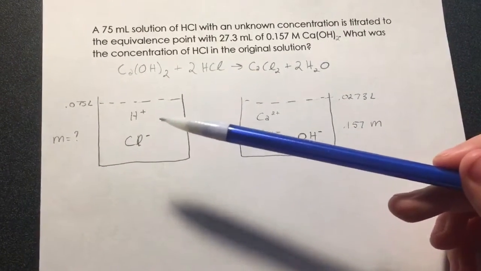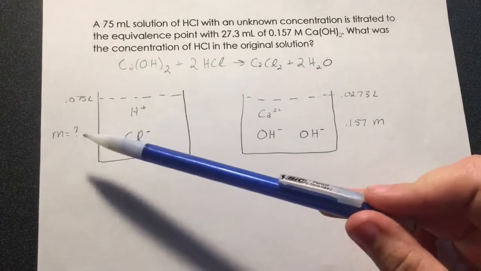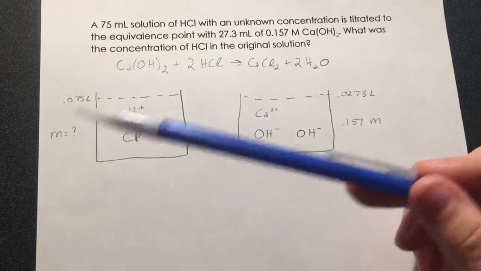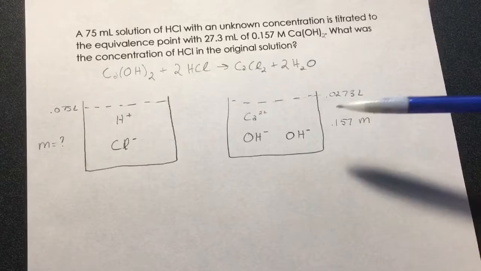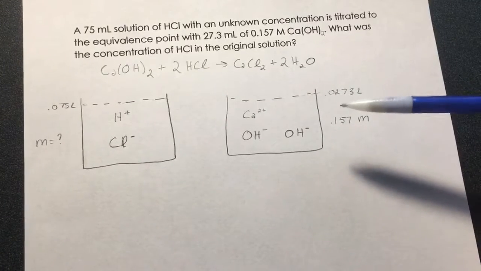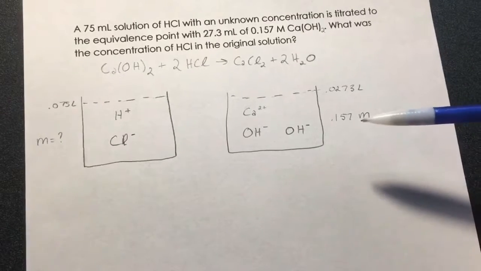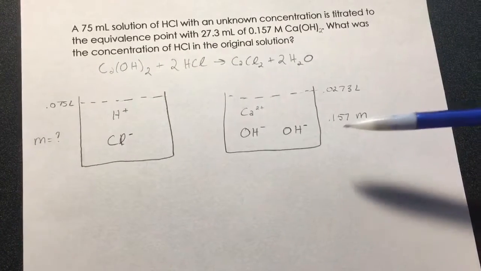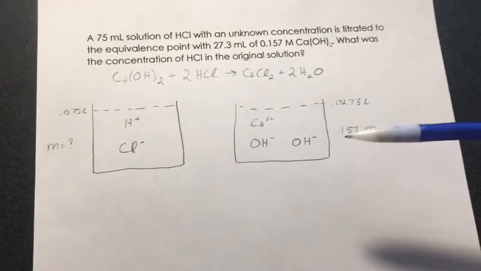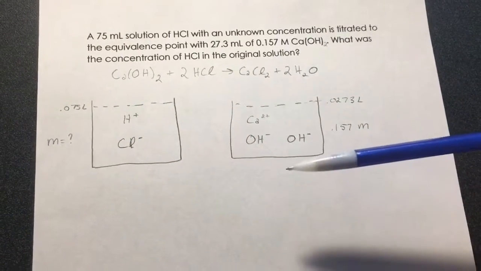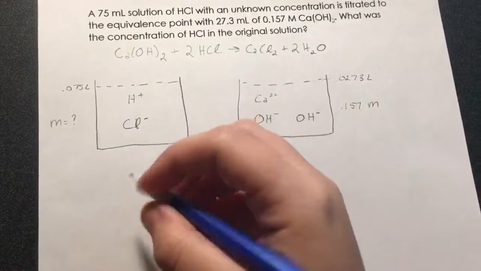So we have 0.075 liters of HCl over here, but we do not know the molarity yet, or the concentration. And then over here we have 0.0273 liters of Ca(OH)2, and we know the molarity is 0.157. So with this information, what we can do is set up a problem.